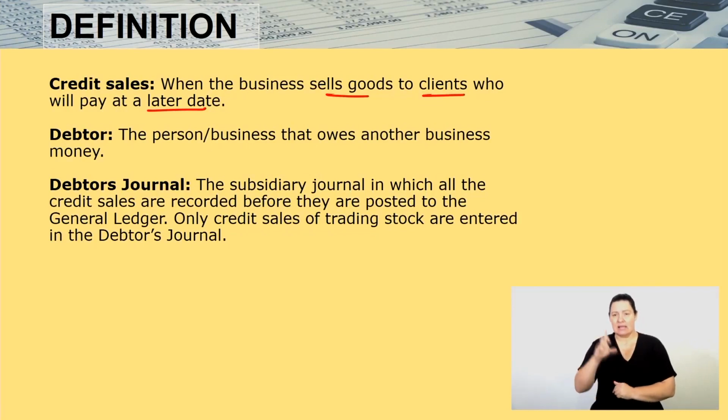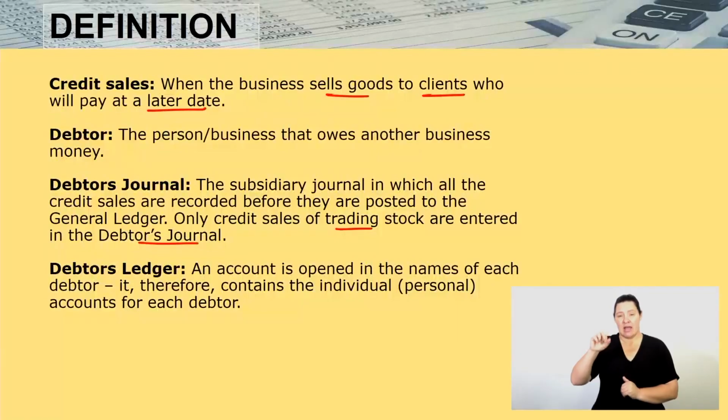The debtors journal. This is the subsidiary journal in which all the credit sales are recorded before they are posted to the general ledger. Only credit sales of trading stock are entered in the debtors journal. Debtors ledger: an account is opened in the name of each debtor. So each debtor is going to have an account opened in their name. Therefore, it contains the individual or personal accounts of each debtor.